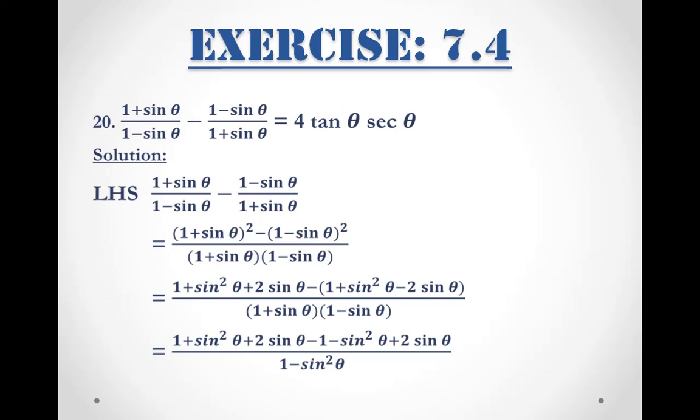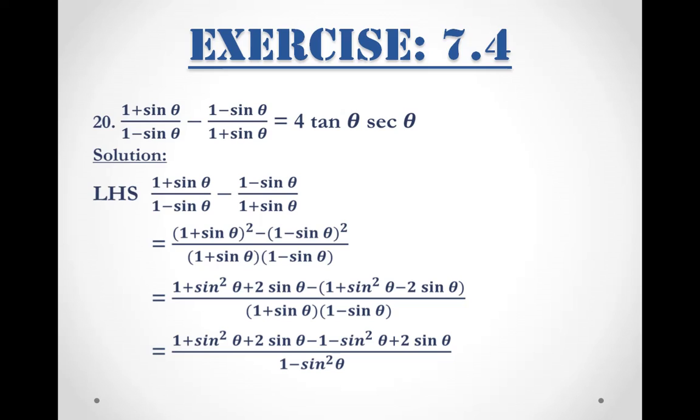Utilizing the formulas and opening the brackets, we have in the first place a square plus b square plus 2ab, whereas in the next bracket we have a square plus b square minus 2ab, whereas the denominator remains the same, the product of the two first fractions' denominators. Simplification gives us 1 plus sin square theta plus 2 sin theta minus 1 minus sin square theta plus 2 sin theta. What will happen?